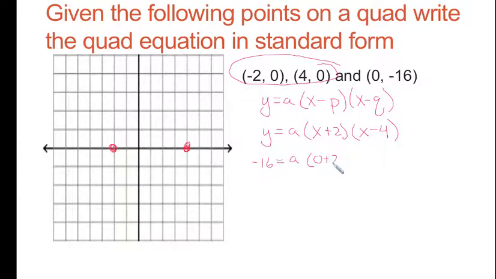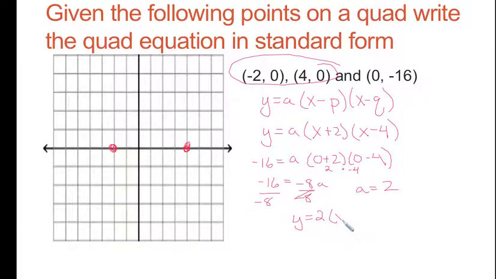So 0 plus 2 times 0 minus 4. So we end up with negative 16 equals, let's see, this is 2 times negative 4, negative 8a. So we end up with a equaling 2. And now it's just a matter of filling in our blanks.